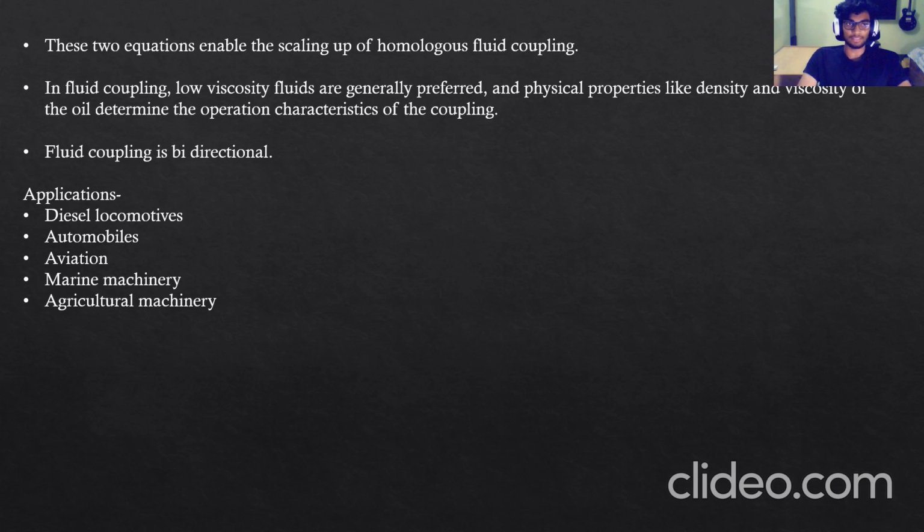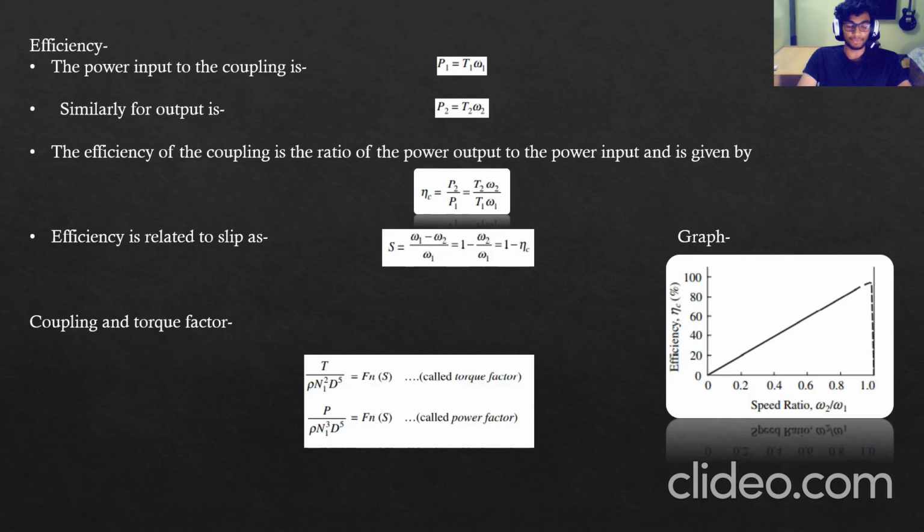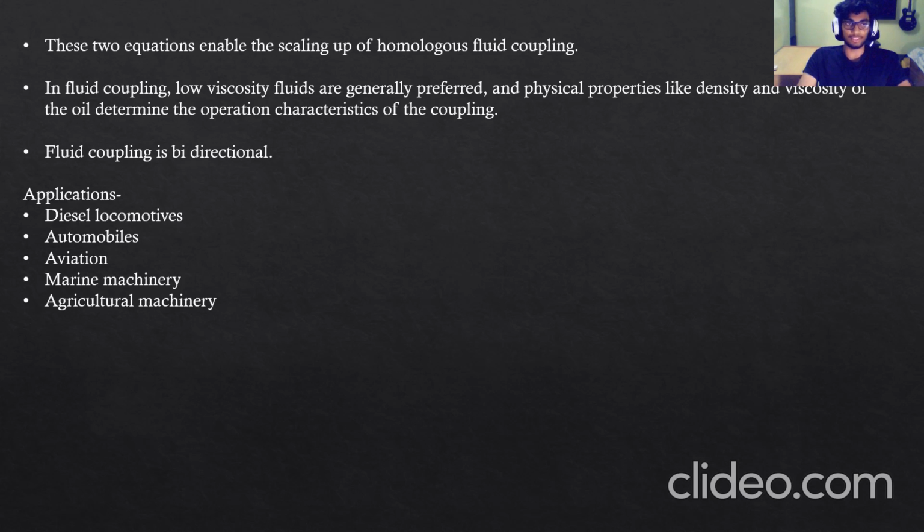And in fluid coupling, from these two equations, we can come to the conclusion that low viscosity fluids are generally preferred, and physical properties like density and viscosity of the oil determine the operational characteristics of the coupling. And the fluid coupling is also bidirectional because the turbine and the pump, they're very similar in structure. Now coming on to the application, it is used in diesel locomotives, automobiles, aviation, marine machinery, and agricultural machineries.